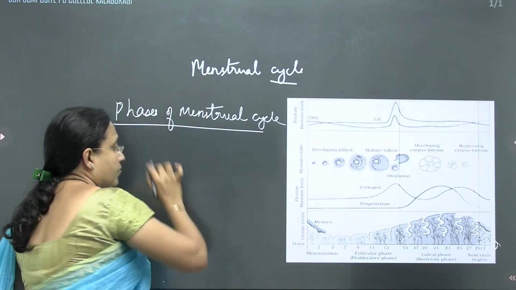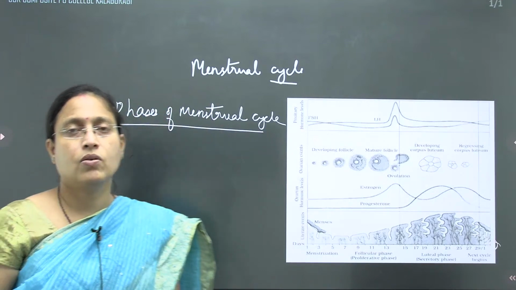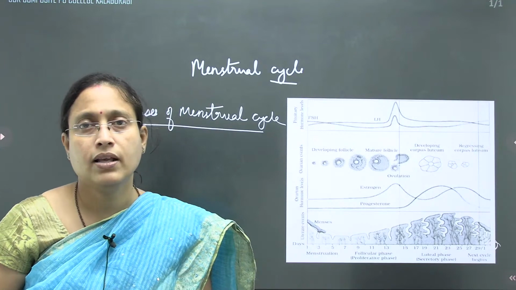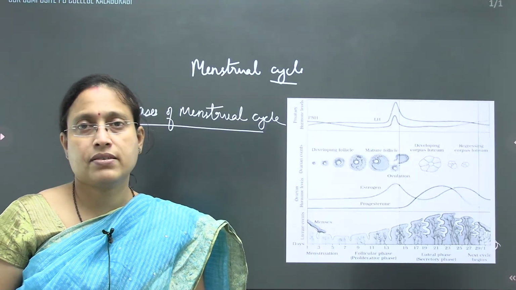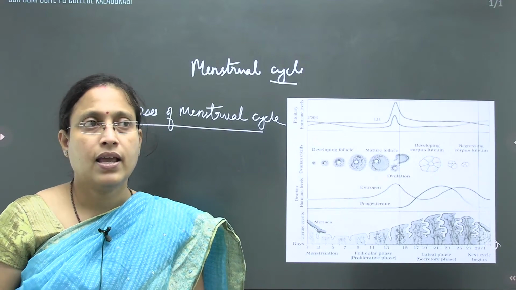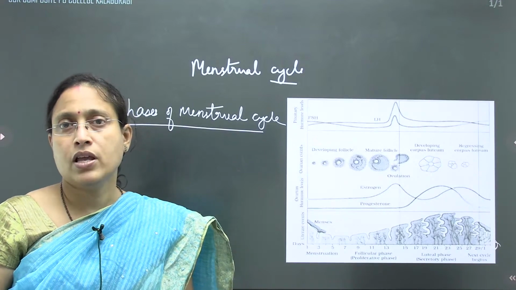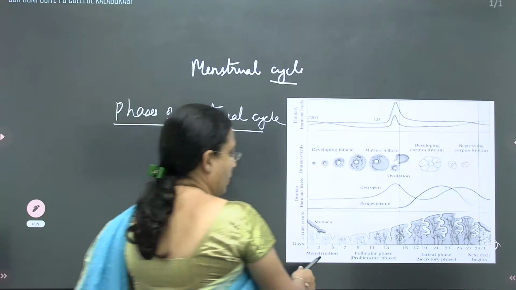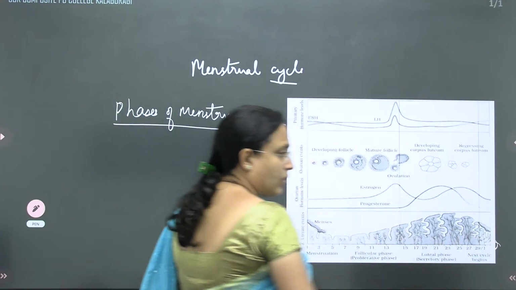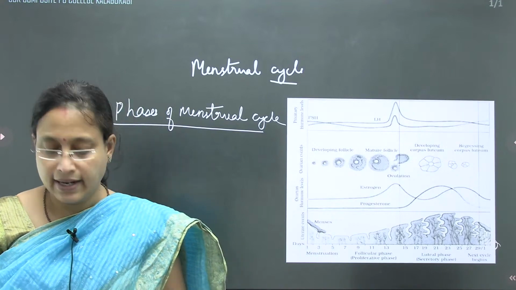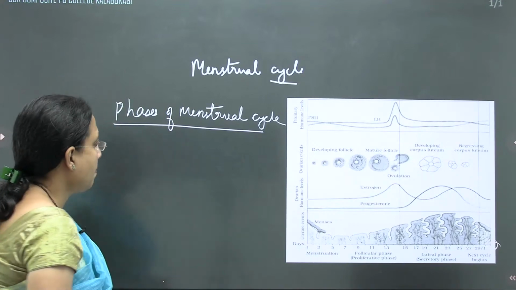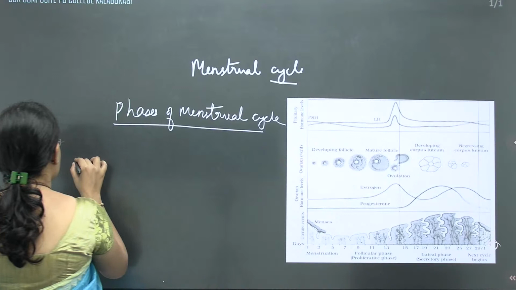Now, what are the stages or phases of the menstrual cycle? There are four main phases in the menstrual cycle, and they occur in sequence only. So they have to be remembered in sequence only. So it is good to know the sequence of the menstrual cycle.